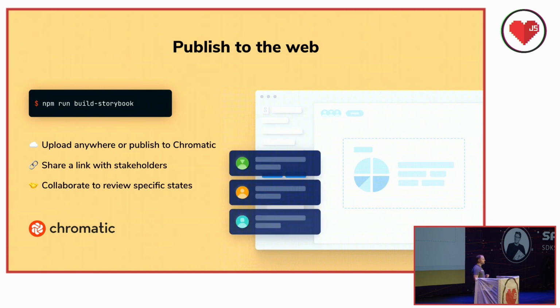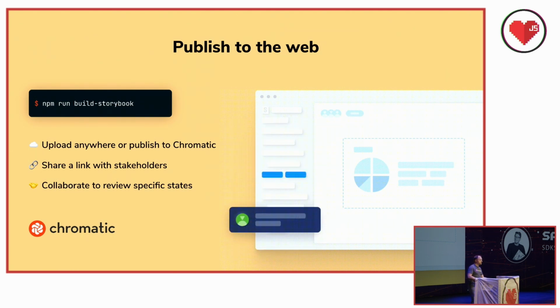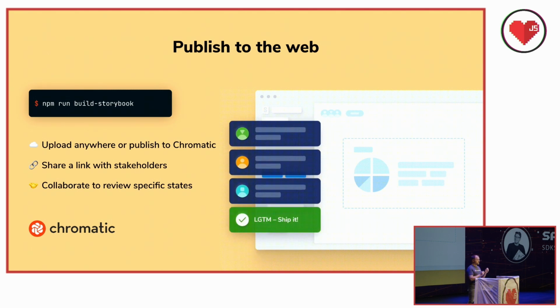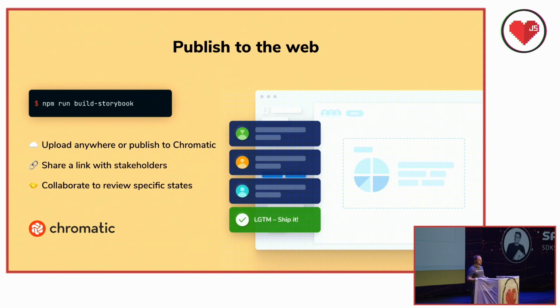So obviously I work for Chromatic. I'll get to some of that later. And you can share a link to that uploaded artifact with your stakeholders, so they can take a look at it on their own machine, play around with it, because stories are interactive, and verify that that is what they had in mind when they conjured it up. And of course, collaborate to review the very specific states. So you can have a discussion maybe on Slack or wherever about what you've built.